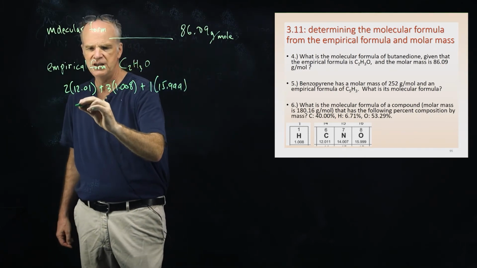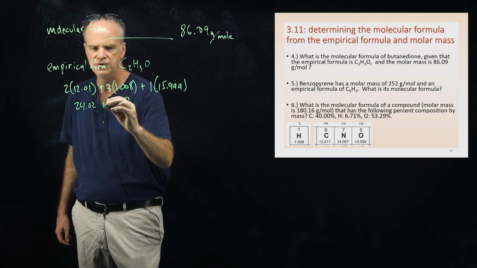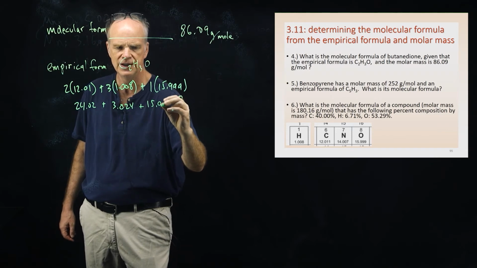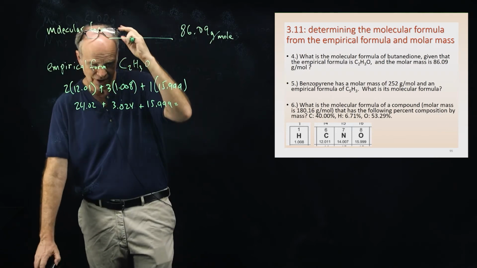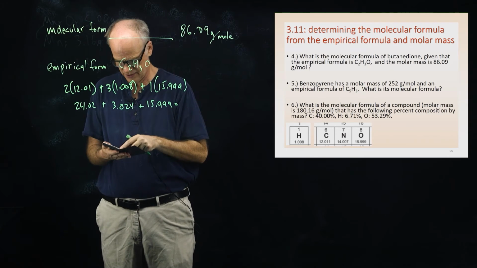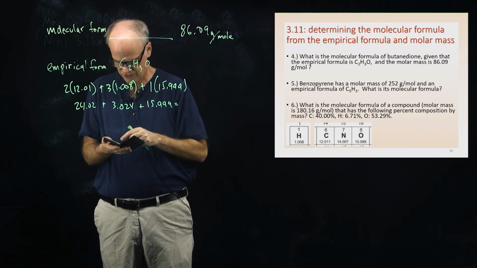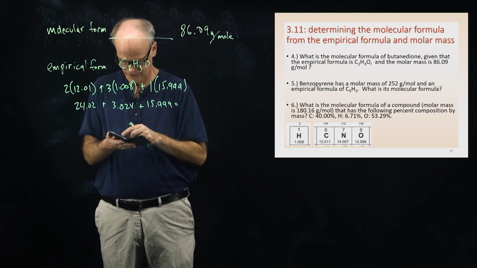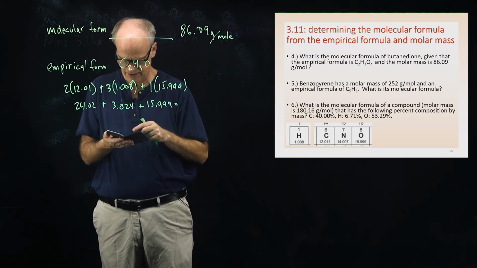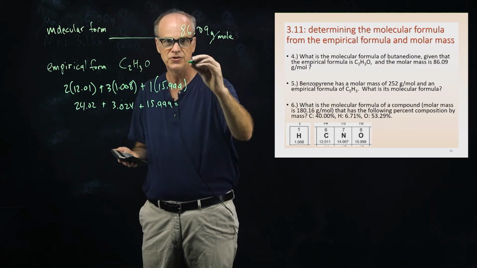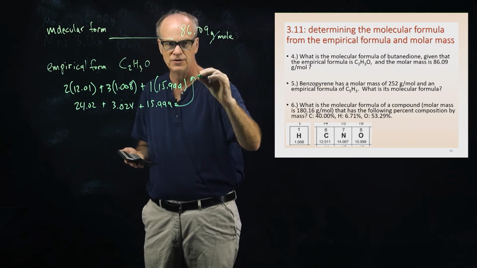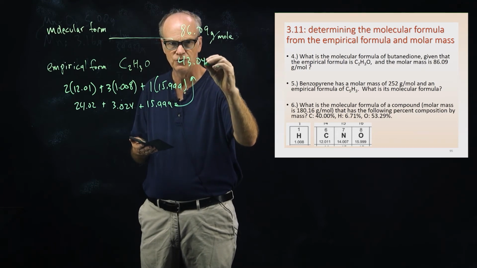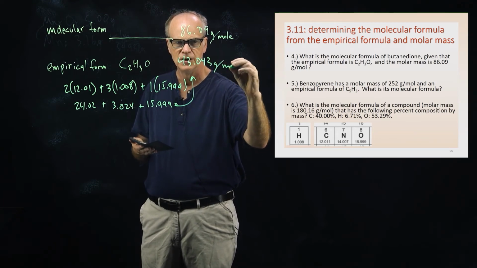Okay, so it's going to be 24.02 plus 3.024 plus 15.999. And so let's see what we get really quick. So 24.02 plus 3.024 plus 15.999. Looks like here the molar mass of the empirical formula is 43.043 grams per mole. Okay.